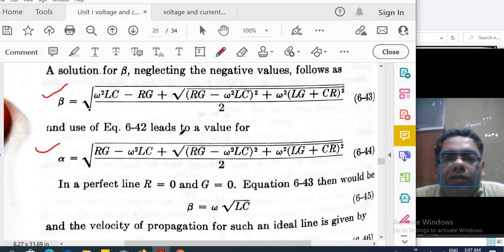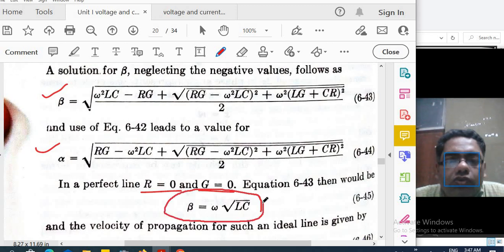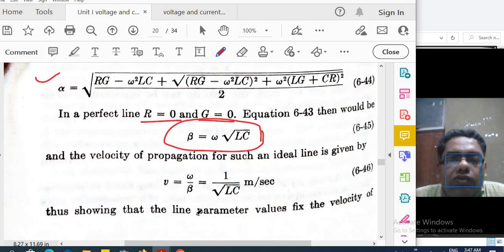They are a little big, but you have to keep them in mind. Now, if I consider the line to be perfect, that means lossless, when R is 0 and G is 0, you will see that it reduces to such a simple form: beta equal to omega root LC. And we know that velocity is omega by beta, so we get this.